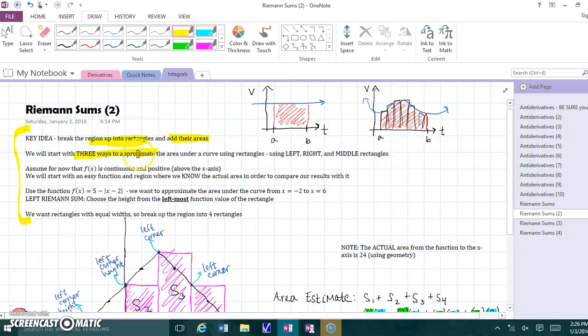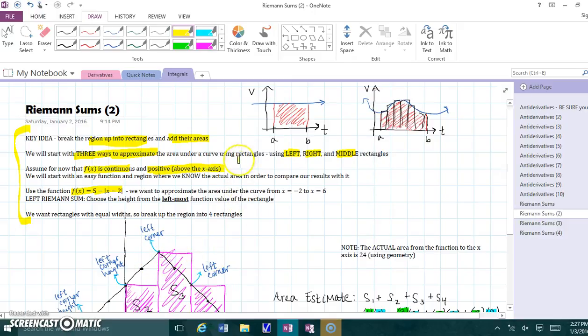There's 3 main ways to approximate the area, using rectangles at least. There's left, right, and middle sums. Right now, we're going to assume that our function's continuous and positive, so above the x-axis. Let's start with an easy function. Now realize the function I have here is going to be this function right here. We could actually find the exact area using geometry.